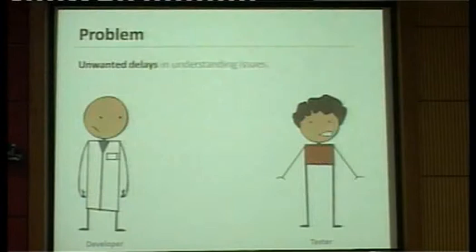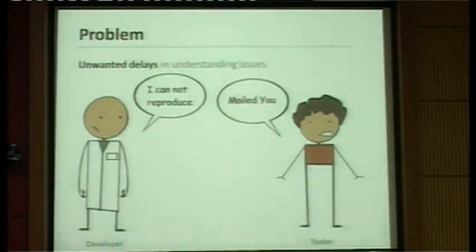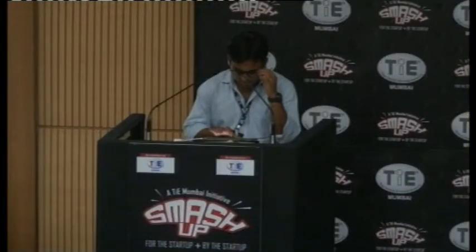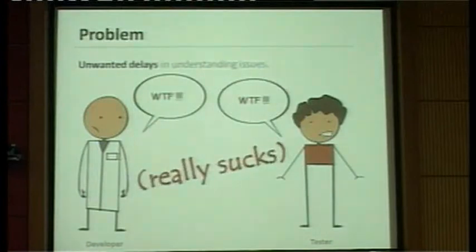Another problem with bug reporting is there are lots of delays and miscommunication caused. Not every tester is a good writer when he writes the text descriptions, and most of the issues end up in to and fro communication, where the developer cannot understand what the issue is. So they call for meetings, mails. All right. This also takes time. And this really sucks.